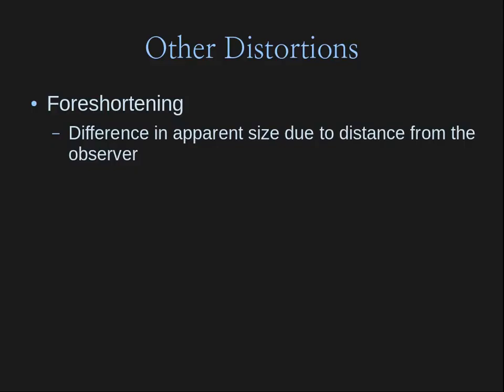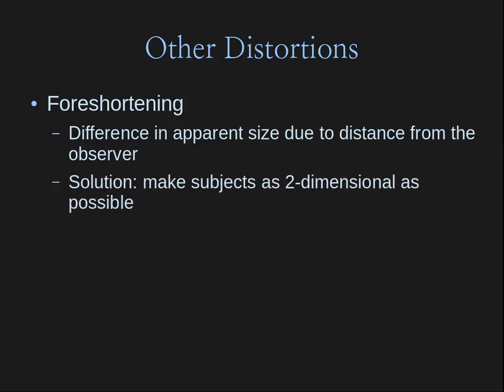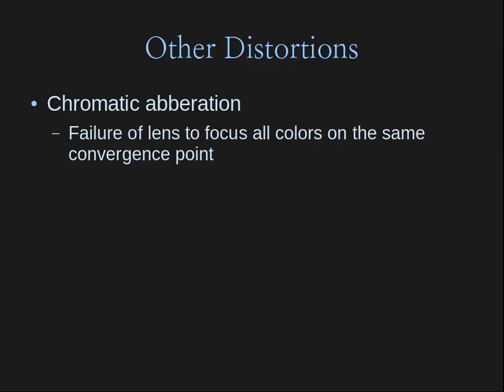That also works with the next thing that we're going to talk about, which is foreshortening. And this is the difference in apparent size due to the distance from the observer. I mean, this is kind of intuitive. You go a long ways away and you look smaller. And the solution to this is, again, trying to make all objects about the same distance from the camera, and that reduces that. We have things called chromatic aberrations as well.